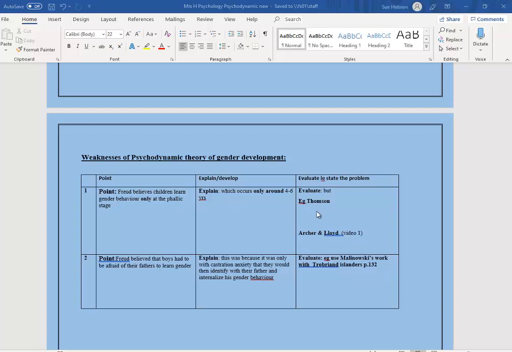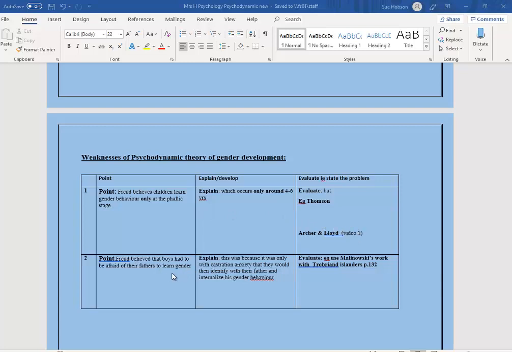So, for example, Thompson found by 3 years old, 90% could show gender identity. And Archer and Lloyd found that 3-year-olds who played with opposite sex games were ridiculed and ostracised by their peers. So in other words, children very early on, much earlier than he's claiming, have an idea about gender.